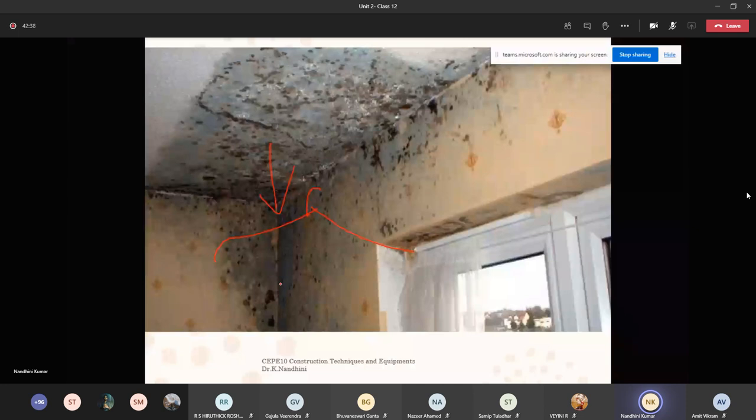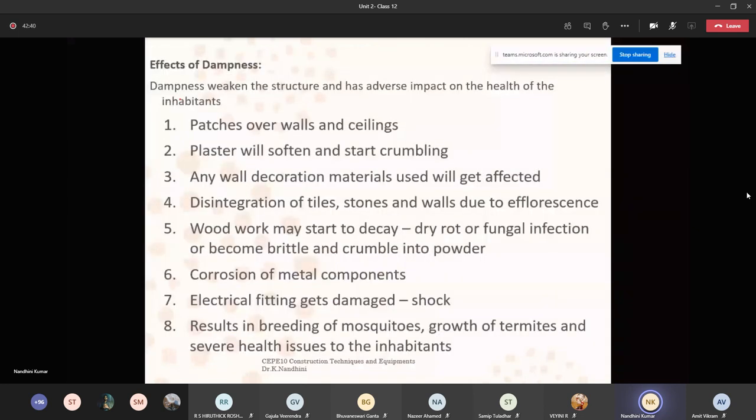Okay, effects of dampness. Dampness weakens the structure and has an adverse impact on the health of the inhabitants. Just think this is your wall and it is experiencing dampness. If it is wet, you will have so many insects and mosquitoes settling there, and they will start breeding and growing. That is going to affect your health, and there will also be a musty smell inside your house or room, maybe throughout the rainy season.